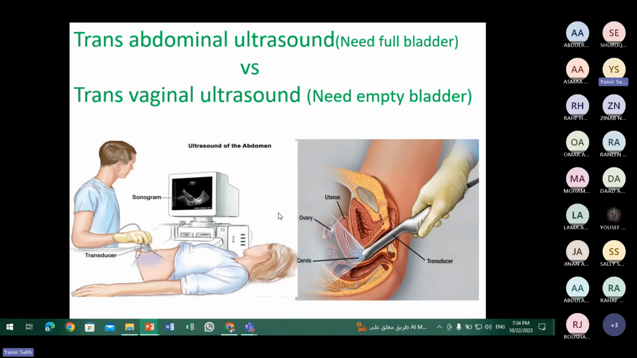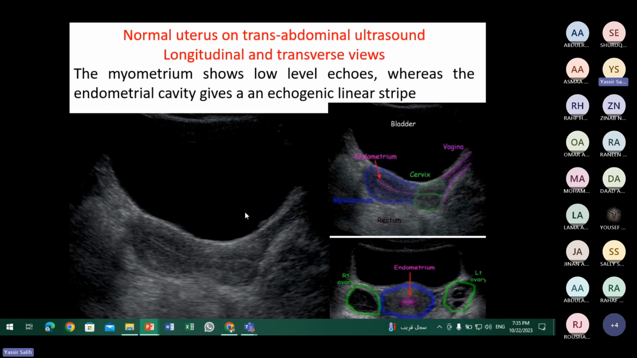So these are the ultrasound techniques for assessment of the female reproductive system, including uterus and ovary. The quality of the image of transvaginal ultrasound is better than transabdominal. The resolution is better in transvaginal. You can see more details by transvaginal ultrasound than by transabdominal ultrasound. When you see the urinary bladder full with urine, this indicates that this is a transabdominal ultrasound.